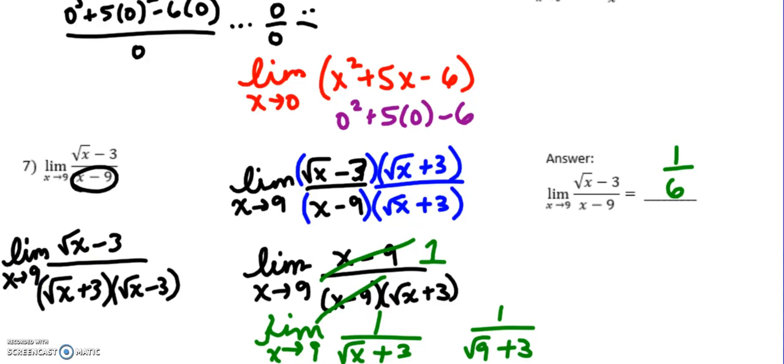When I plug in 9, I get 0 over 0. I need to keep going. But here, I can cancel out these ones. Be left with 1 over the square root of x plus 3. Same thing I was left with here, not a surprise. I still get an answer of 1/6. So again, 0 over 0, indeterminate form. You need to find some way to keep going to evaluate that limit.